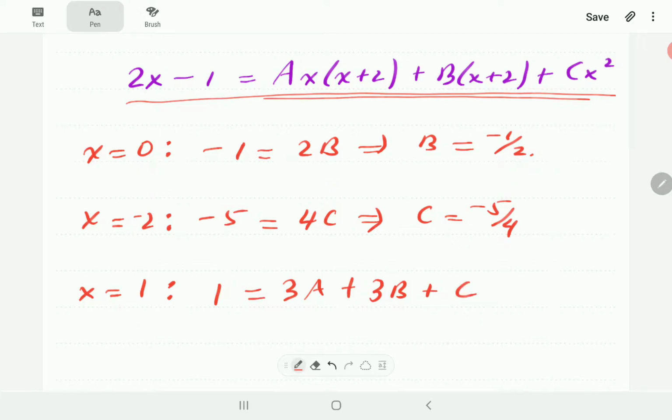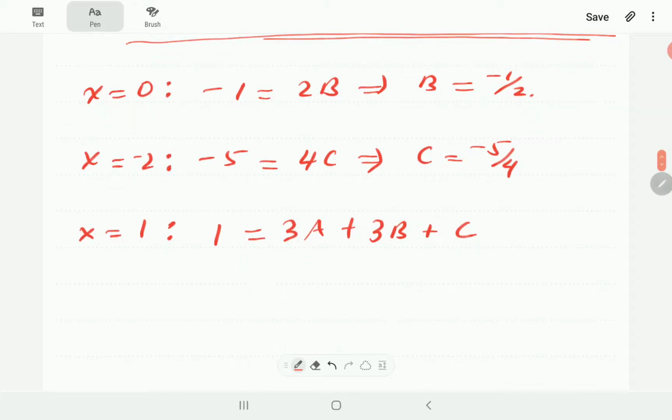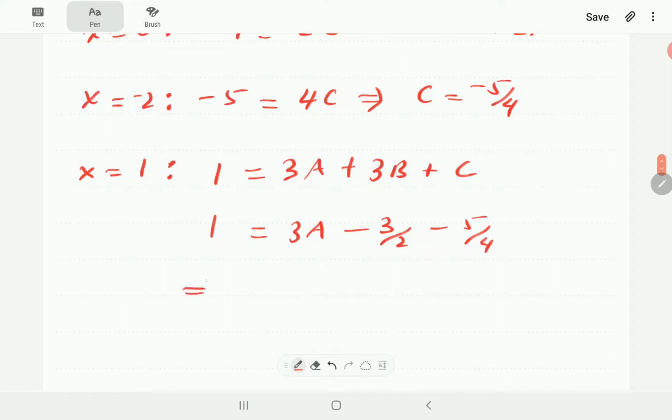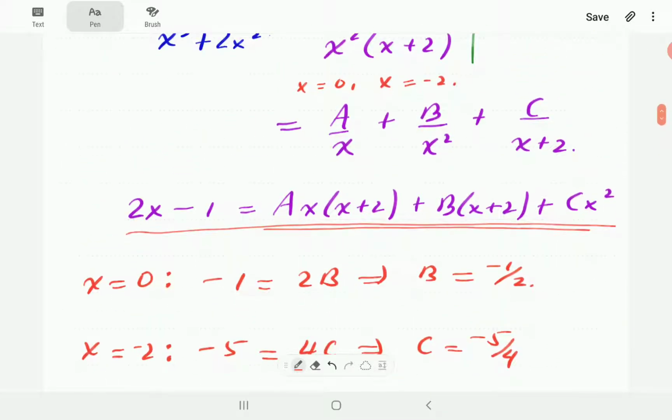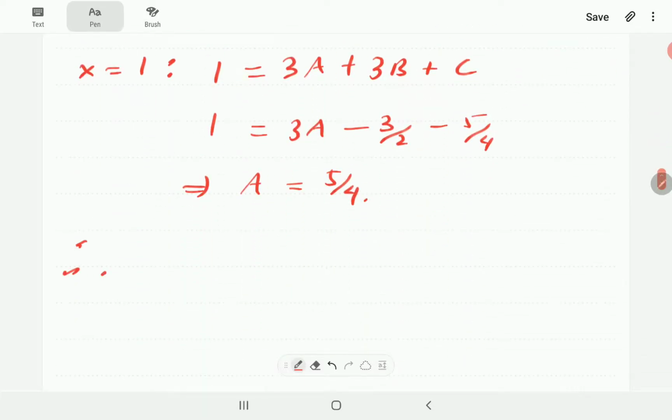However, B and C are already known, so from this we can substitute and just find A. So this is going to be 1 equal to 3A minus 3 over 2 minus 5 over 4. Then if we solve this for A, we will find that A is 5 over 4, and so our calculation is done. So we're just going to substitute A, B, and C here. So this is what we're going to have.